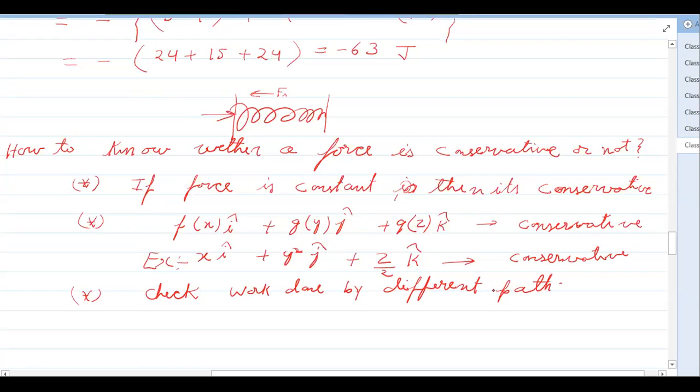One more method is there, the higher method. For that you need to know some higher mathematics, so I will discuss that at the end of the chapter. Just remind me when the whole chapter is finished. The fourth one is the curl method, which we will discuss at the end of the chapter.